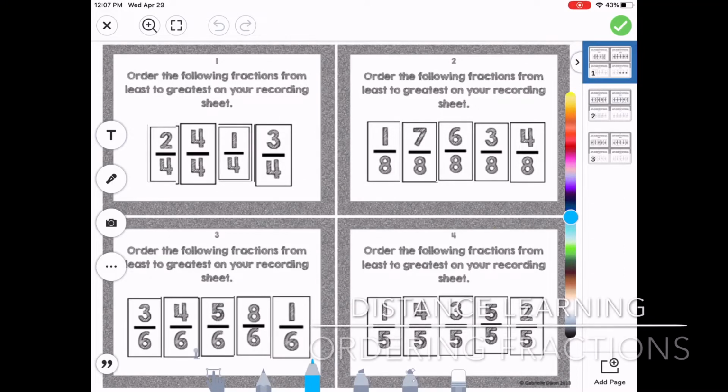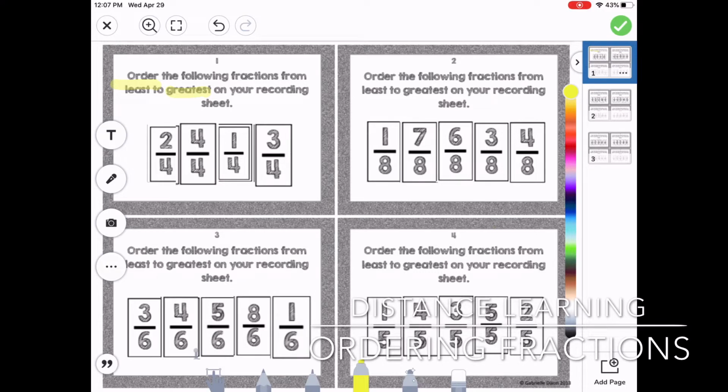Good morning, fourth graders. Today in math, we are ordering fractions from least to greatest. All of the fractions that you're going to be putting in order from least to greatest have the same denominator. So that means it's as if the whole is broken into the same amount of pieces. So let's do number 1 together, then you can pause the video and try the rest on your own.